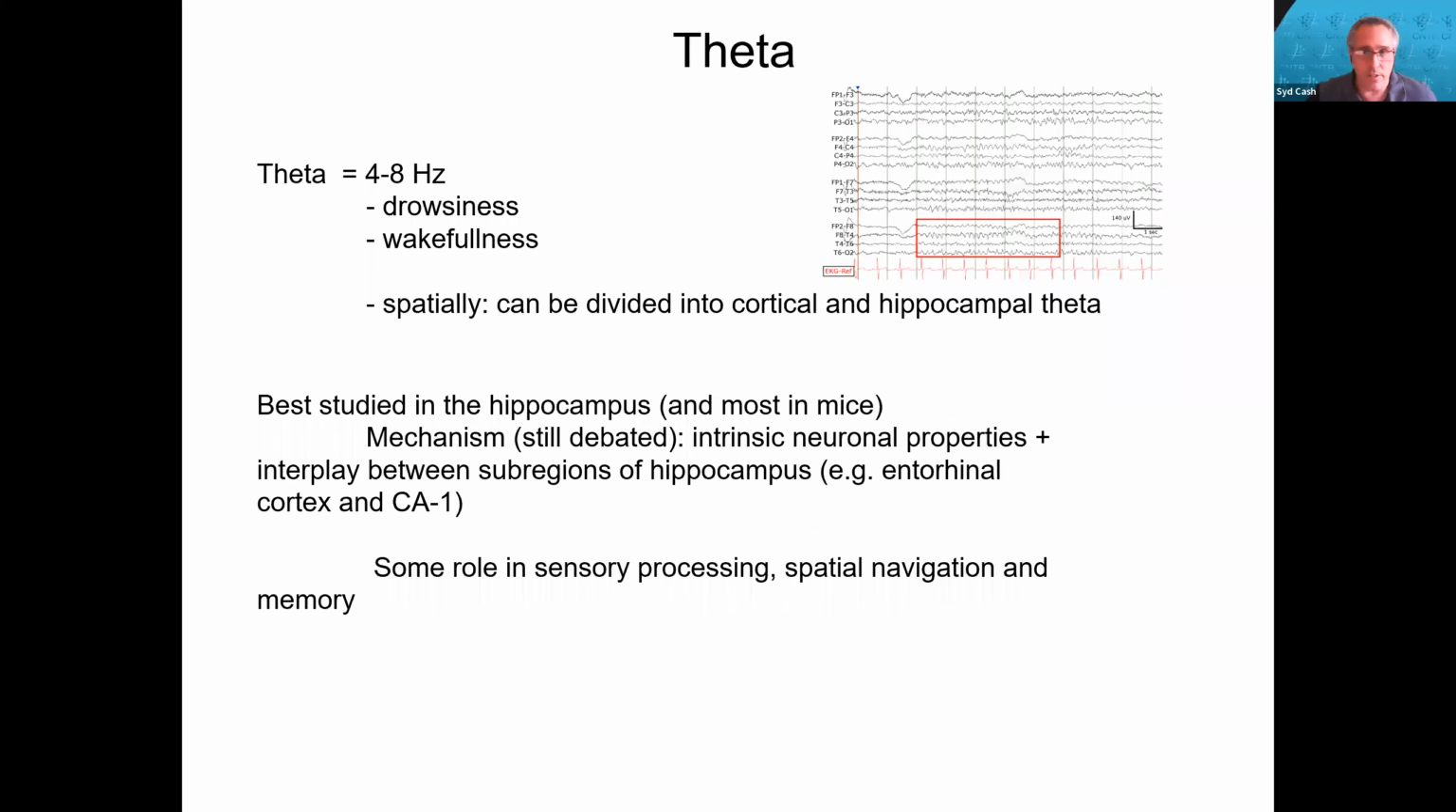The theta band is from 4 to 8 hertz. It is seen in drowsiness, but can also be seen in wakefulness. It's also been studied in a number of different preparations, and it could be divided up into a bunch of different subtypes, suggesting perhaps that there are actually multiple thetas with multiple theta mechanisms. One common way of dividing it, or at least thinking about it, is to separate cortical theta from hippocampal theta, again, with the idea that there's probably different mechanisms involved.